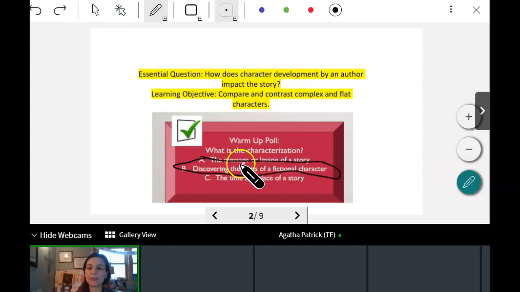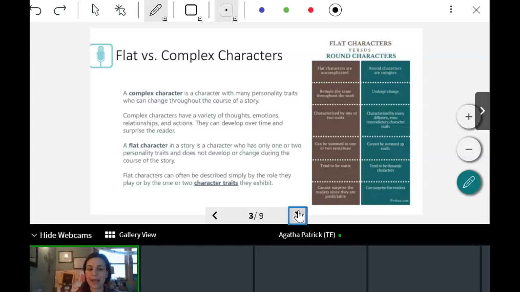So we're going to take this even a step further. We're going to look at the traits of our characters and determine if their traits make them a flat or complex character. Okay, first off, what are flat and complex characters? Take a look at the chart here. Again, a complex character, you'll sometimes hear it called a round character.